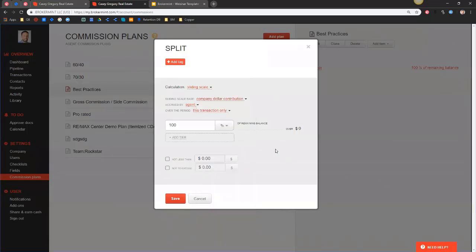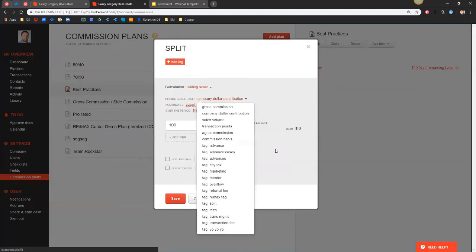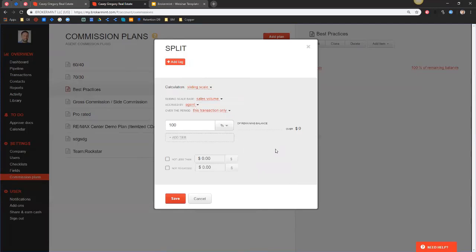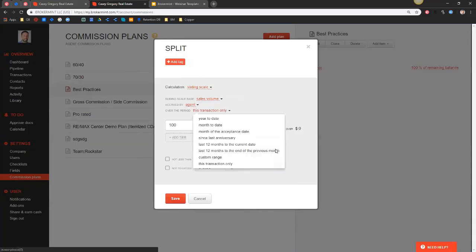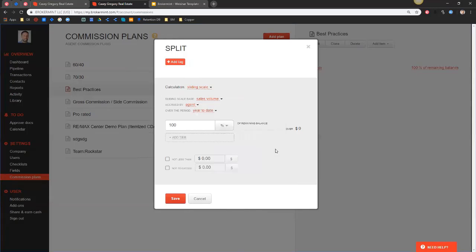So let's go ahead and set up one of these plans. When we set our metric, we can say sales volume is what we're measuring. We're going to have this one accrue by the agent, and we want this to reset every year to date. And so how we would set this up is we could define the split. We could say this is going to be 70% to the agent. It automatically knows 30% is going to the brokerage.